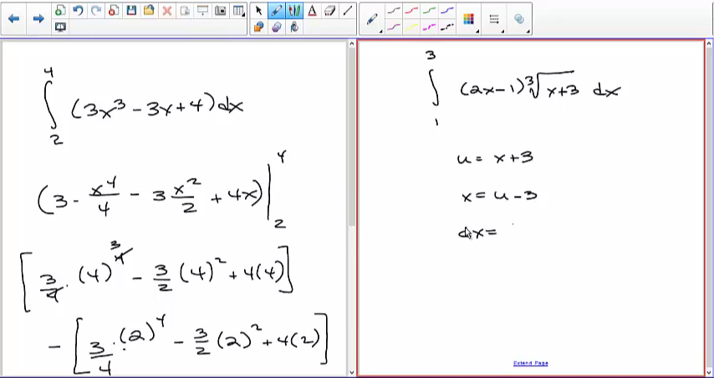dx equals du, or du equals dx, because I've just got x by itself here, or u by itself. And then we have to change the limits. So when x equals 1, u equals x plus 3, or 1 plus 3, which is 4. And the upper limit, when x equals 3, u equals 3 plus 3, which is 6.